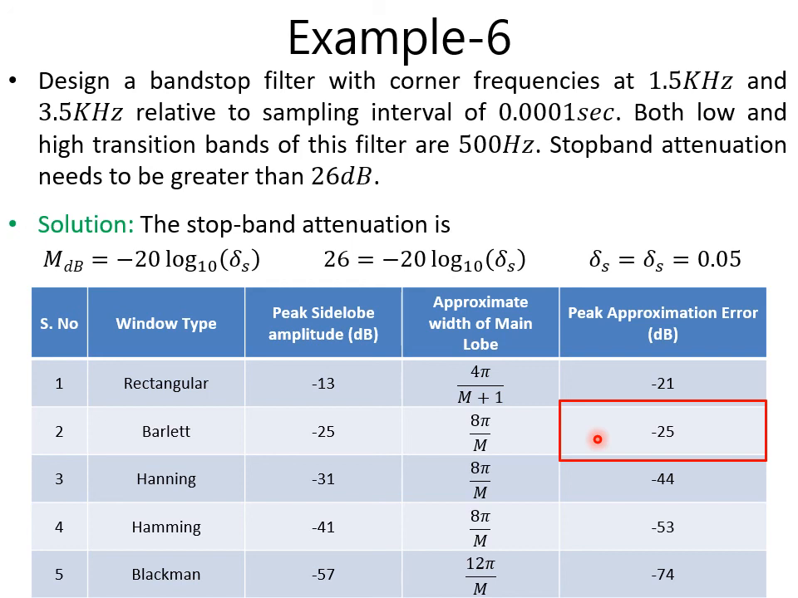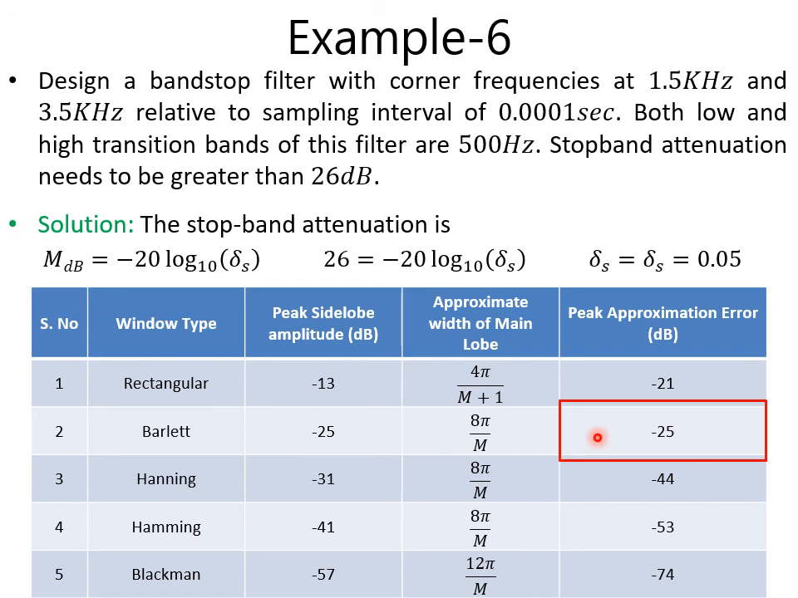Alright, so in example number 6, we have to design a notch filter, a band stop filter having corner frequencies 1.5 kHz and 3.5 kHz relative to a sampling interval of 0.0001 seconds. Both low and high transition bands of this filter are 500 Hz.